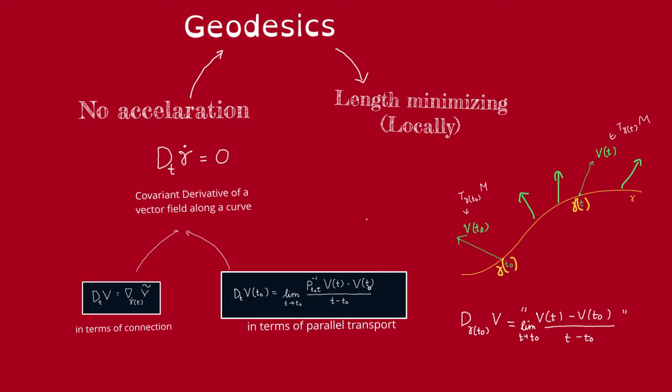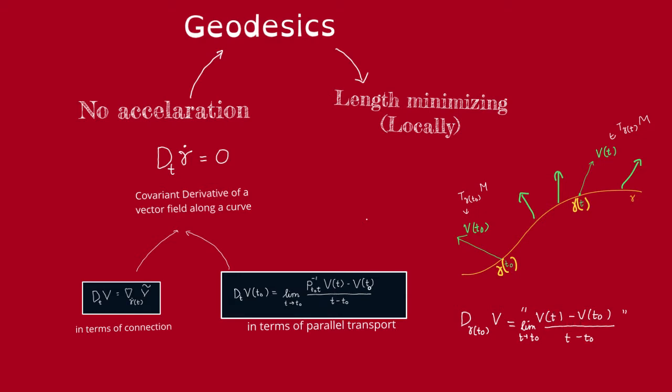Well, even though this sounds good, and it looks okay because the picture is misleading, in reality, this difference here is nonsensical because these two vectors lie in different tangent spaces, right? So V(t) lies in the tangent space at gamma t, whereas V(t naught) lies in the tangent space at gamma t naught. We can't just add and subtract vectors from different vector spaces. So this expression, as is, is nonsense. However, not all is lost.